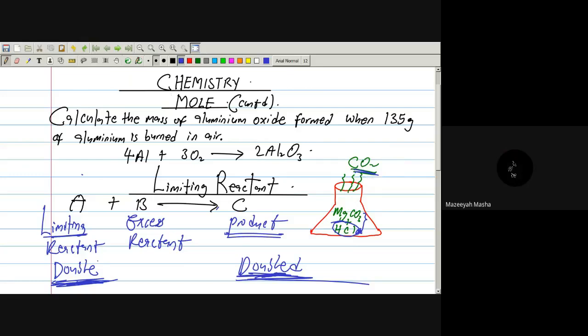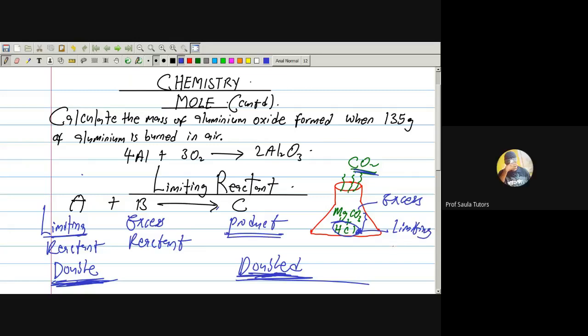What happens to it? What about magnesium chloride? What happens to that? Magnesium carbonate. Yes, we assume that this magnesium carbonate is in excess. But what happens to it? Yes, it will still remain in this conical flask.